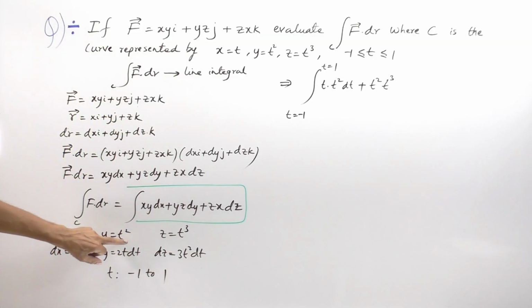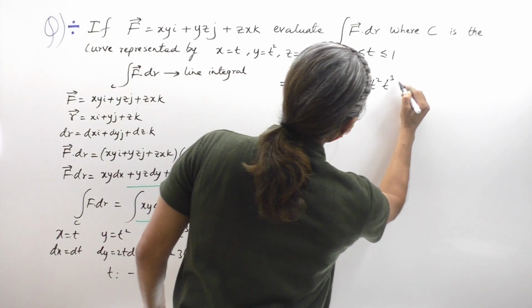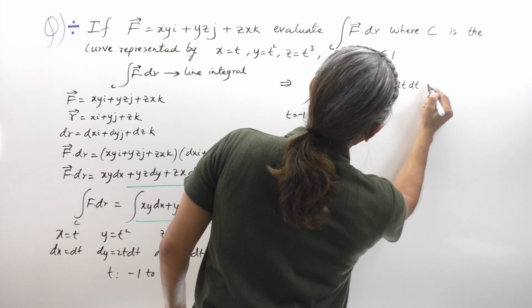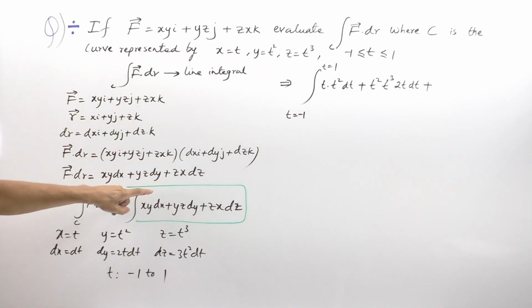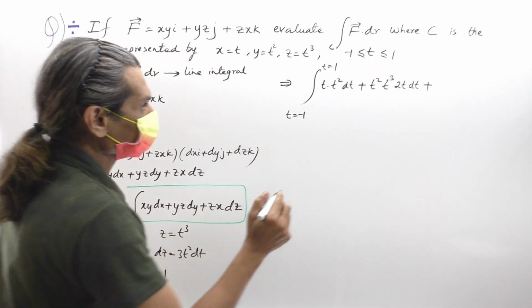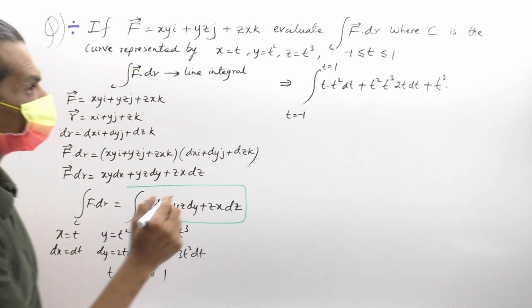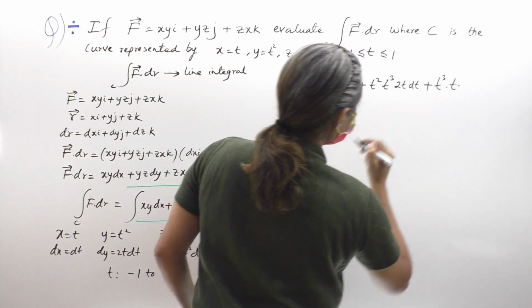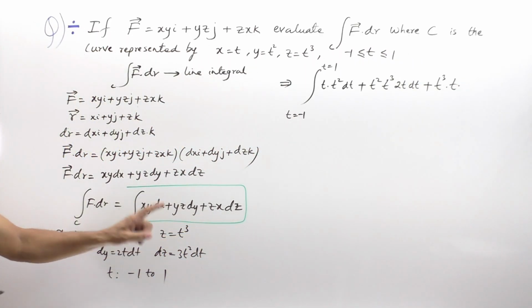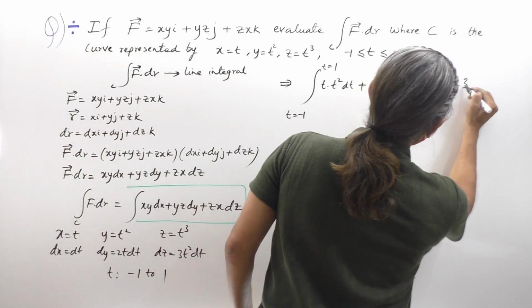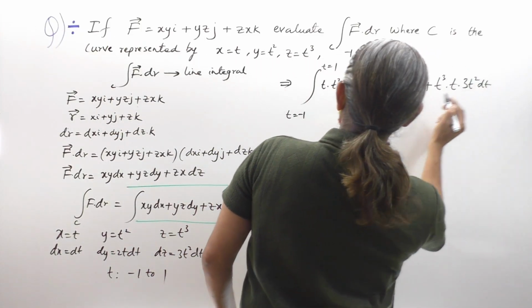Here, y is t square, so dy is 2t dt, everything in terms of t. Lastly, what is z? t cube, into x, what is x? t, into dz, what is dz? 3t square dt. So let's simplify this now.